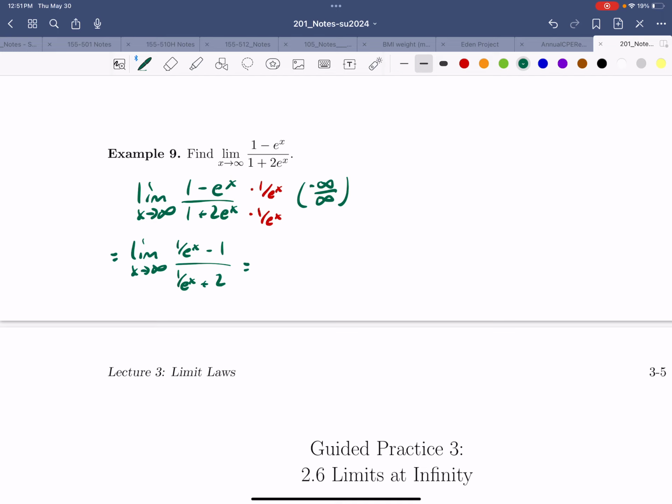And if you want, you could note that this is the same as e to the negative x minus 1 over e to the negative x plus 2, just because we showed that that equaled 0. Anyway, this equals 0 minus 1 over 0 plus 2, which is negative 1/2.